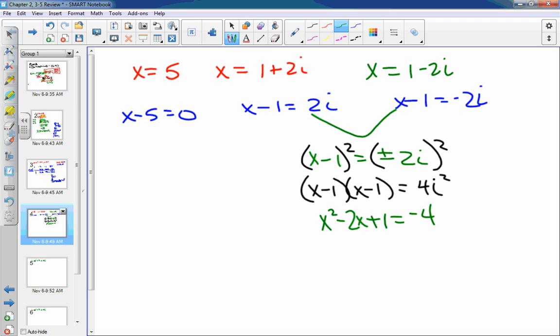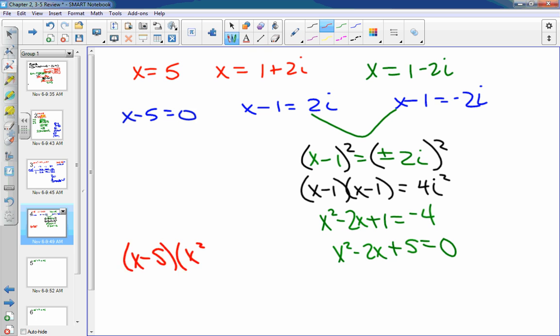Notice I foiled that in my head. If you have to take more steps to do it, please do it. Now I'm going to bring that 4 over to give me x squared minus 2x plus 5 is equal to 0. Now what do I do? Am I done? Yes, we got to. I love that. That's hilarious.